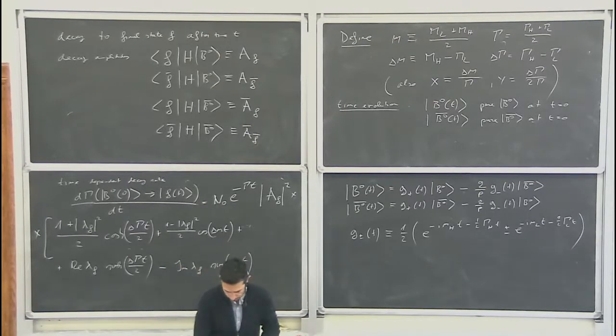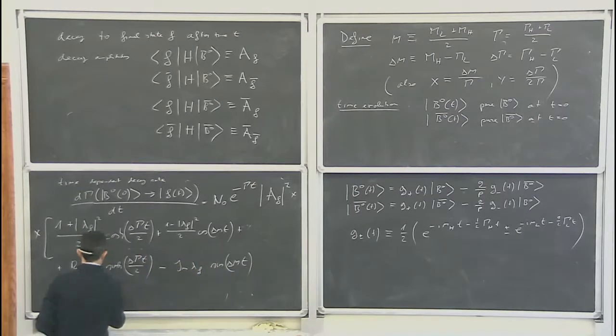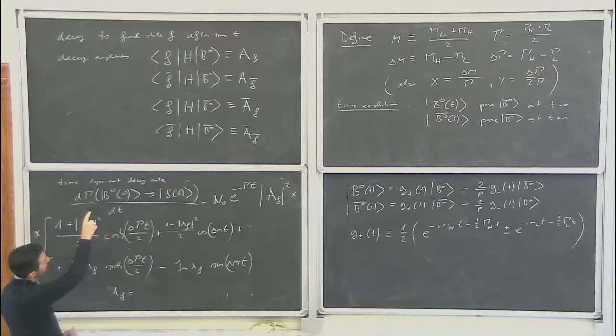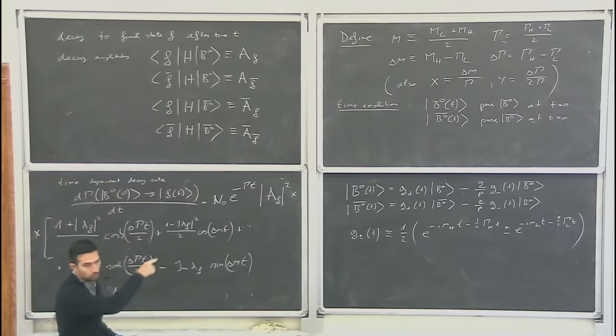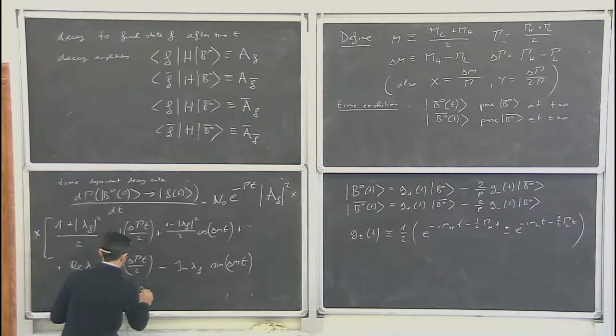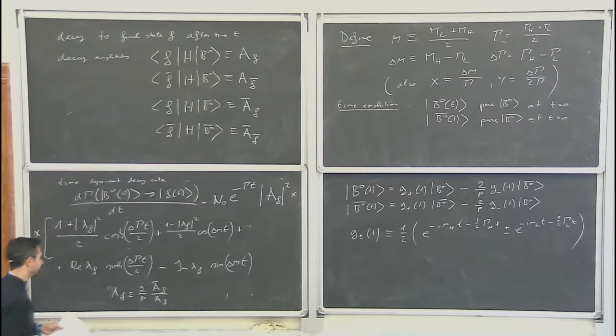So what is this lambda f? Lambda f is just the ratio of decay amplitudes of B and B bar state decaying to f, since I'm looking at the final state f, weighted by the mixing parameters of the B B bar system, so q over p. So lambda f is here defined as q over p times A bar f over A f.